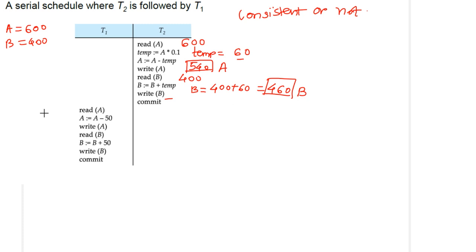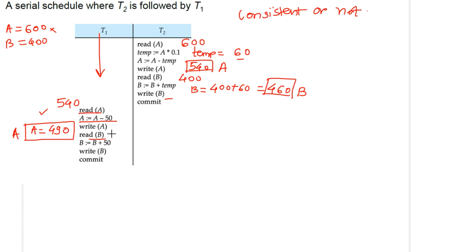Now we come to this instruction, that is read A by transaction T1. So read A. A will be now 540, not 600. Okay, 600 is not the original recent value. The recent value is 540. So read A, that is 540. Now A is updated like A minus 50. So A minus 50, that is A will be now 490. Okay, this operation is occurring, A minus 50, 490. So this is the updated value of A.